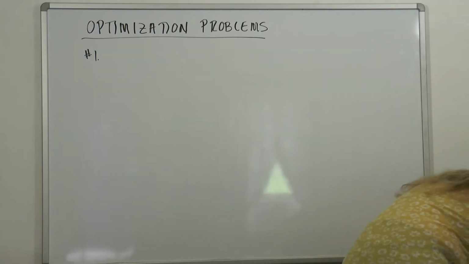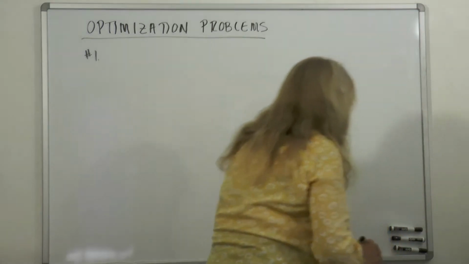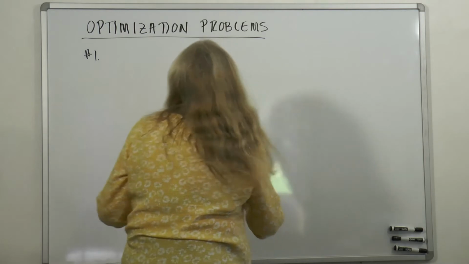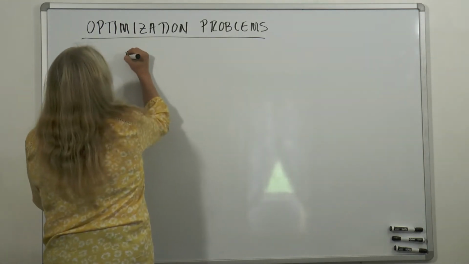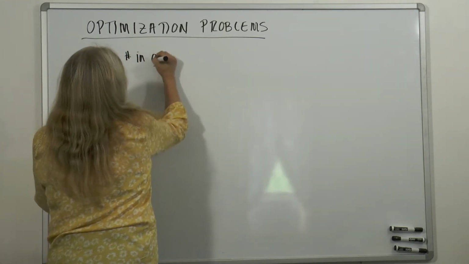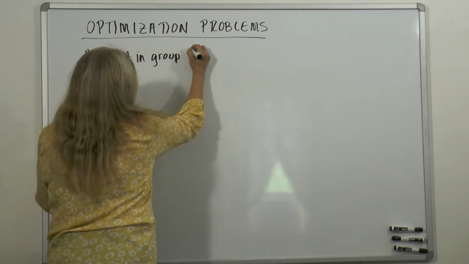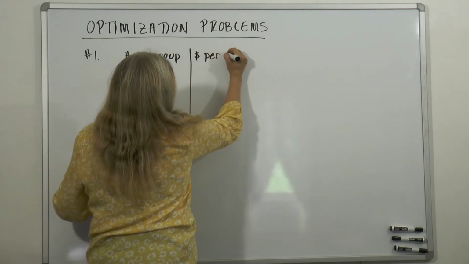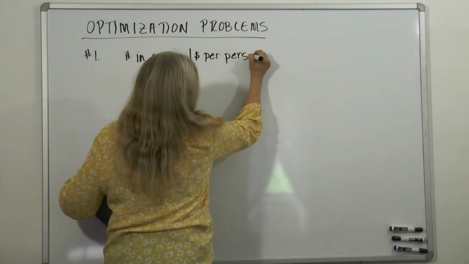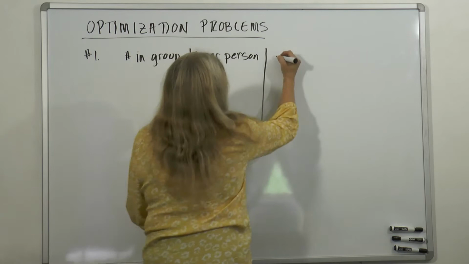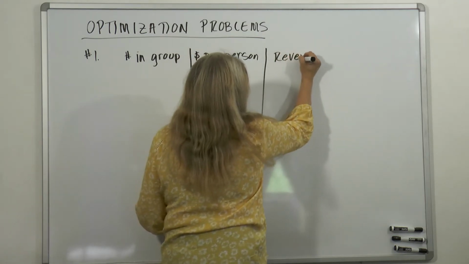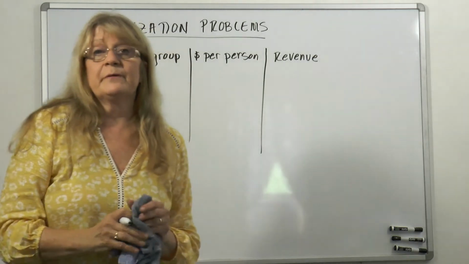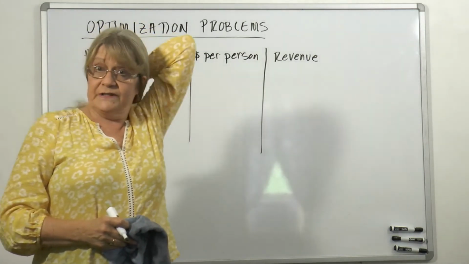Okay, so we have a travel agency, 25 or more, and so on. We're going to have the number in the group, the dollar per person, and revenue. Now with these problems, this isn't as spoon-fed to you. Some of them are, but most of them you have to come up with the function yourself.